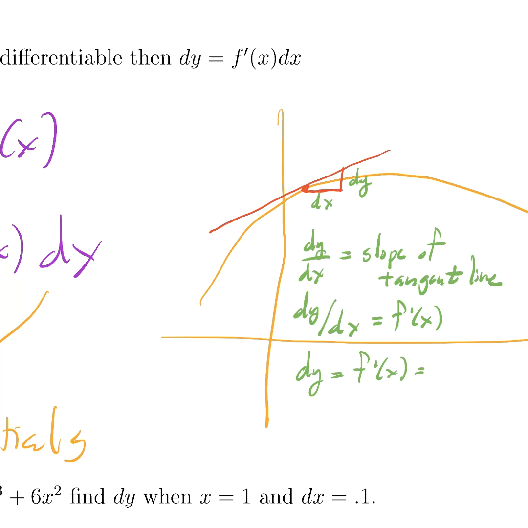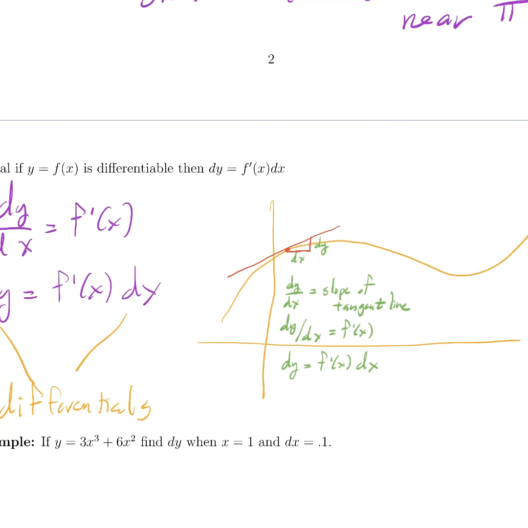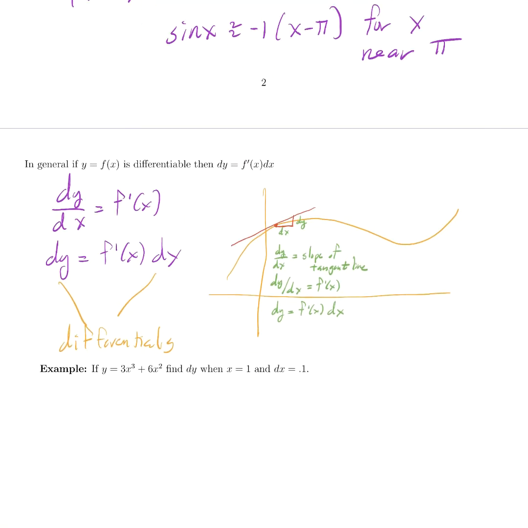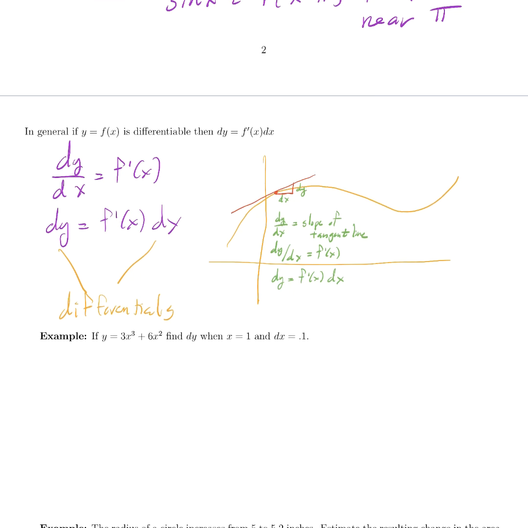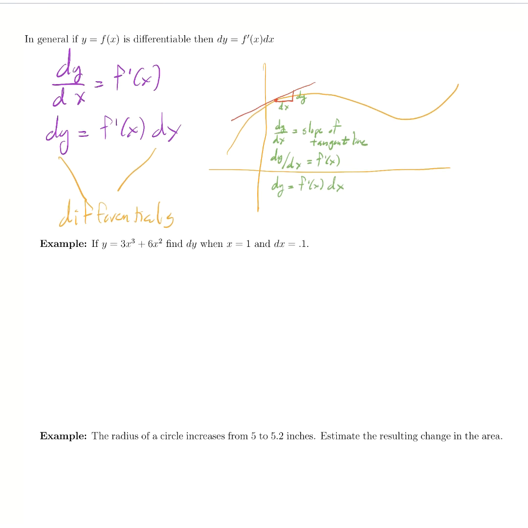or dy is f prime of x dx. So what we can use this for is to see, if we have some small change on the x-axis, the input to a function, what is the corresponding small change on the y-axis? That's another way to estimate what's happening with functions.